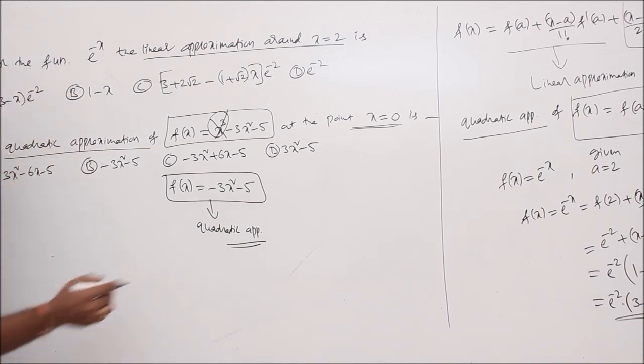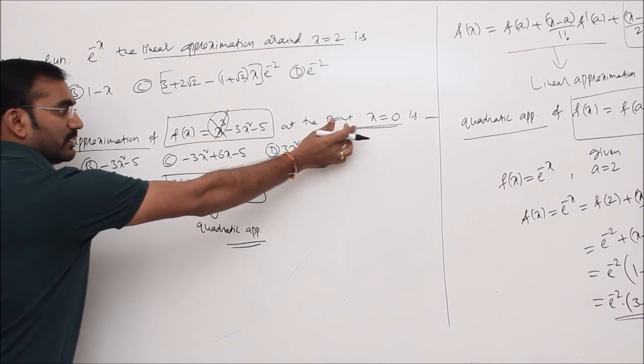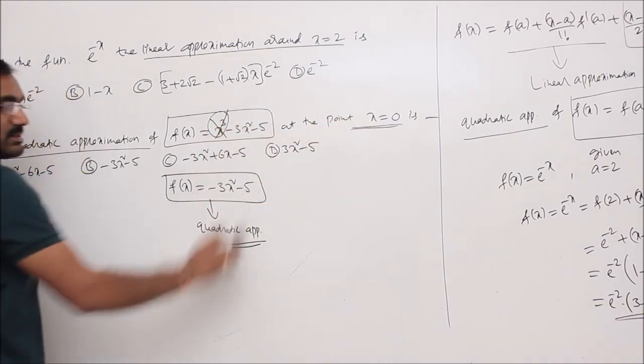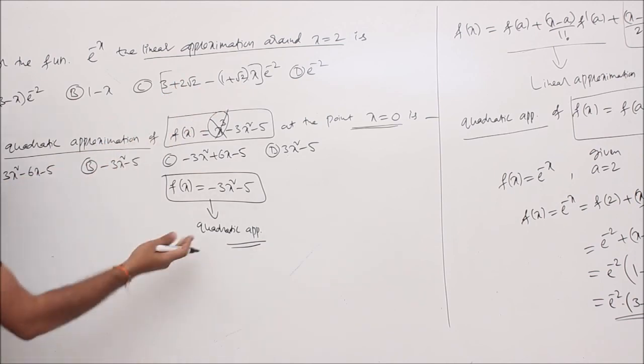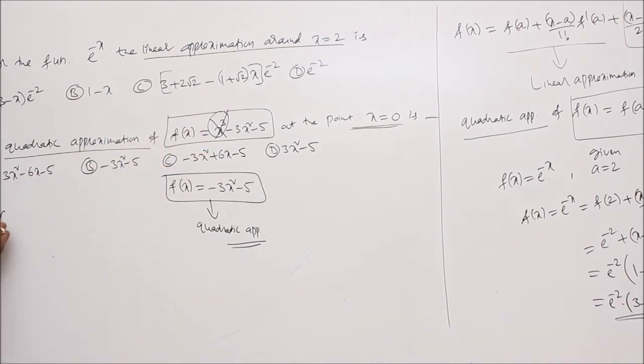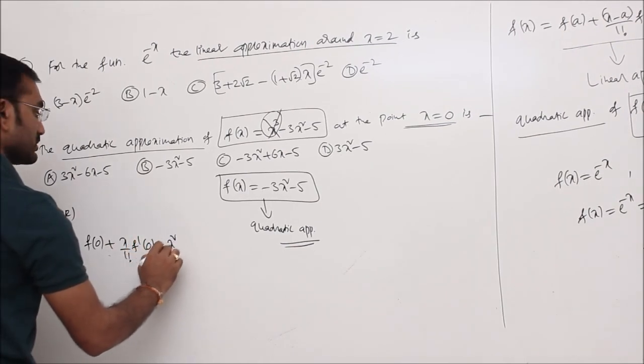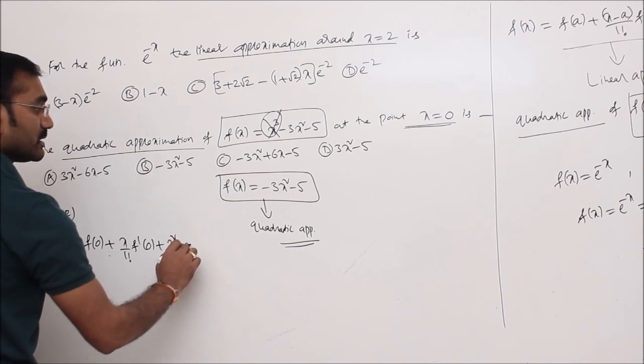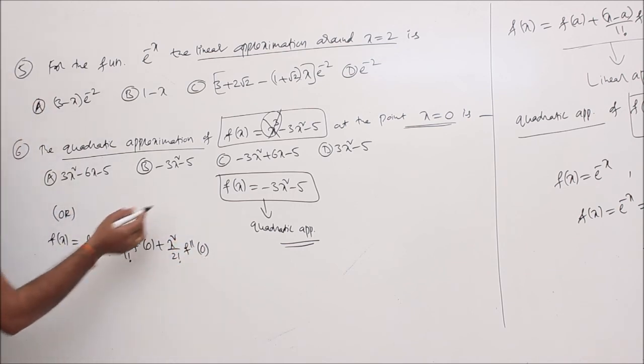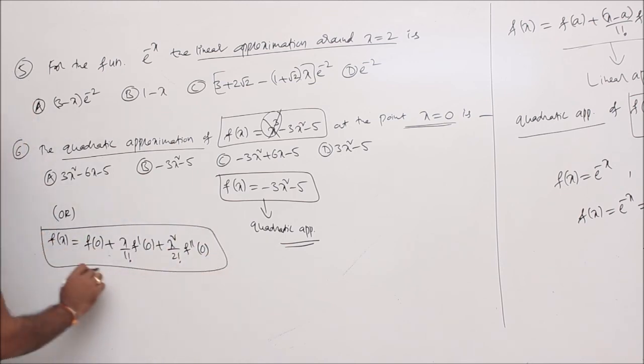Because the function is given in expanded form around the point x equal to 0, that is, in powers of x. Or even if you go for that formula, that will give the same answer. The second method is applying that formula. F of x is equal to, here our point is x equal to 0, so f of 0 plus x by 1 factorial into f dash of 0 plus x square by 2 factorial into f double dash of 0. Even applying this formula, we get the same answer.